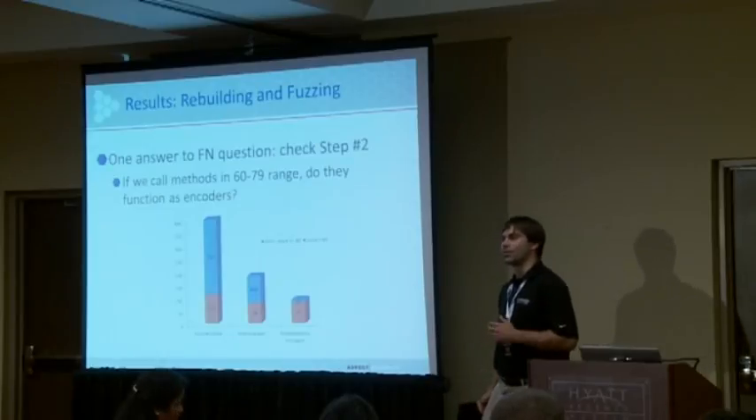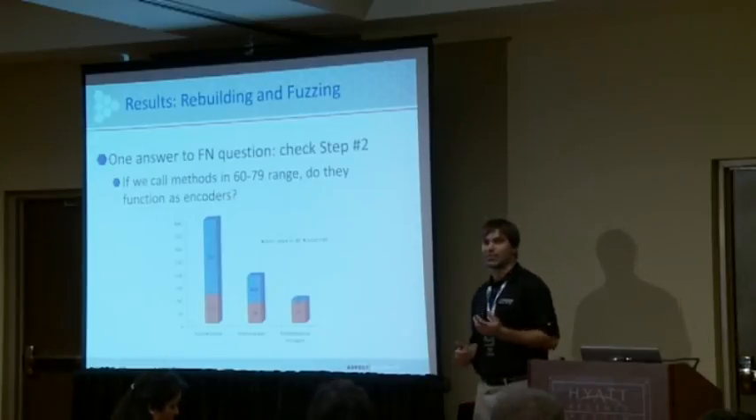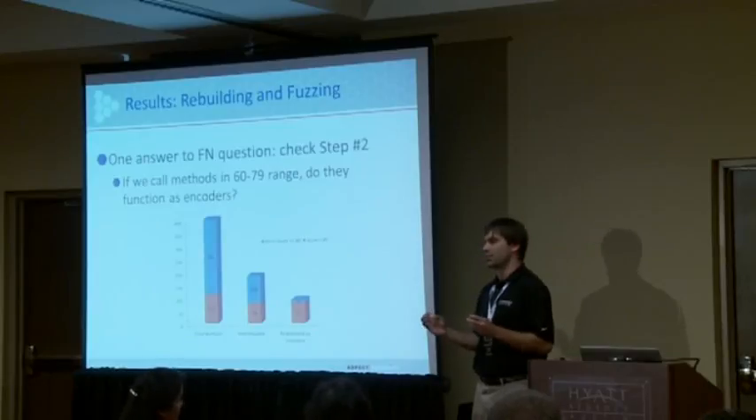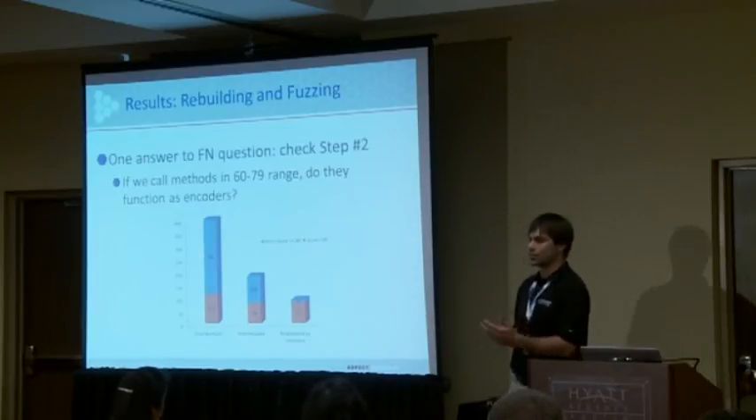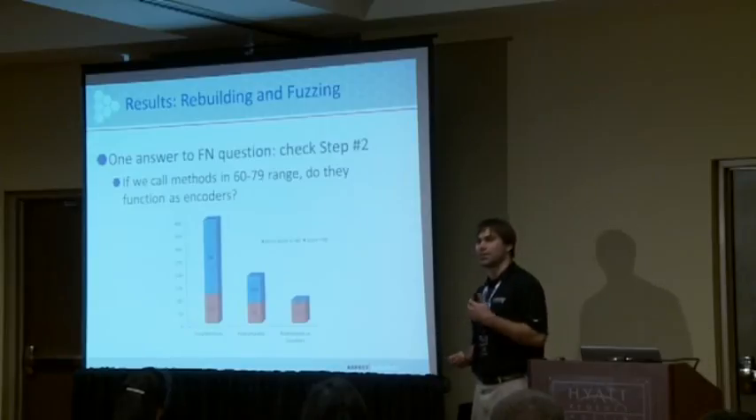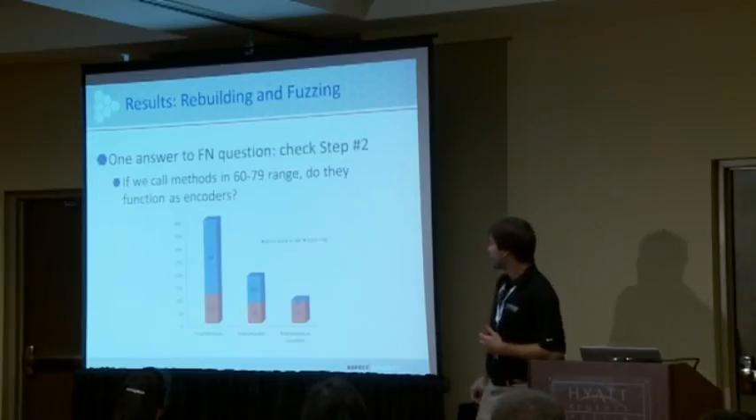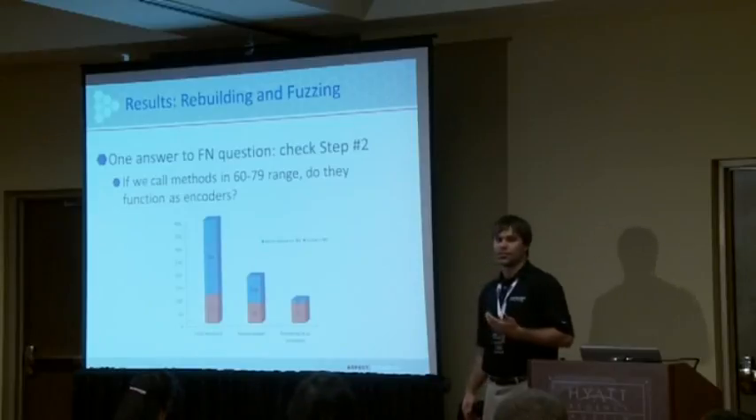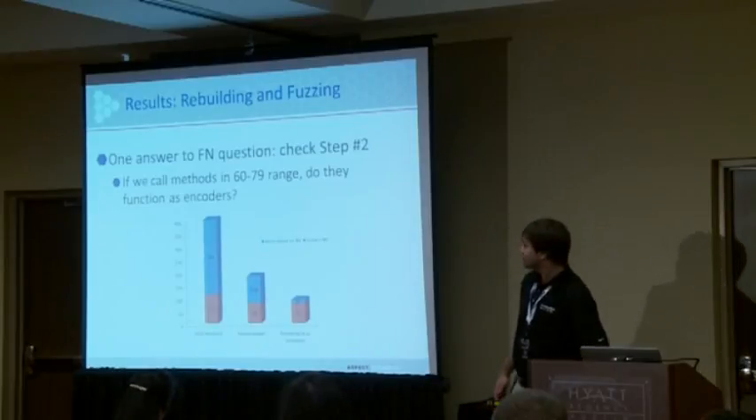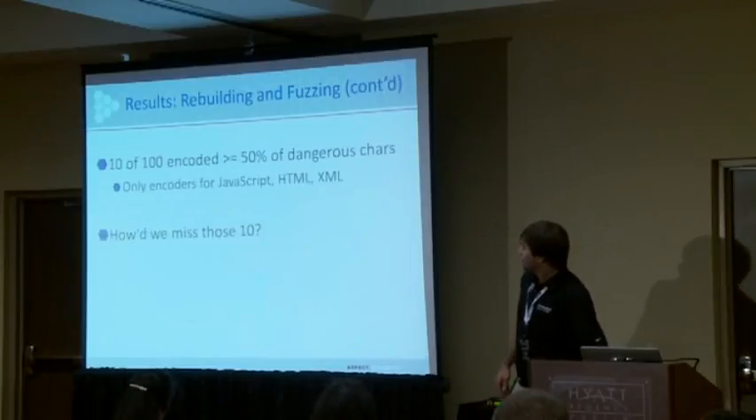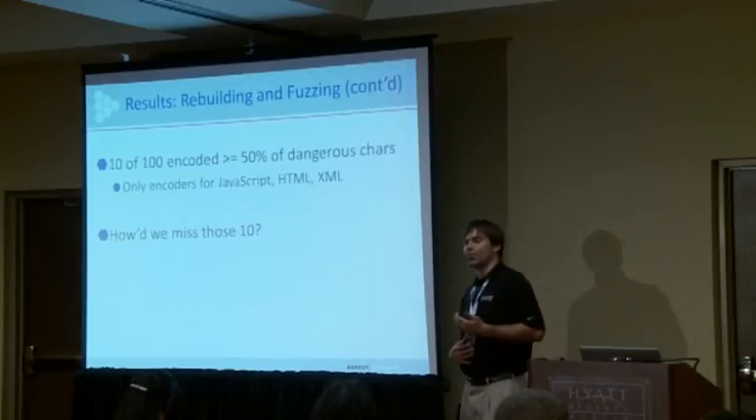The one that didn't was an HTML encoder, or an attempted HTML encoder, that only encoded less than and greater than signs and nothing else. So we didn't call it an encoder, but it was at least attempting to encode HTML. And then from the 285 methods that were between 60 and 80, 100 were able to be rebuilt, and 10 ended up showing up as encoders through fuzzing. So the question we want to ask then is, why did we miss those 10?